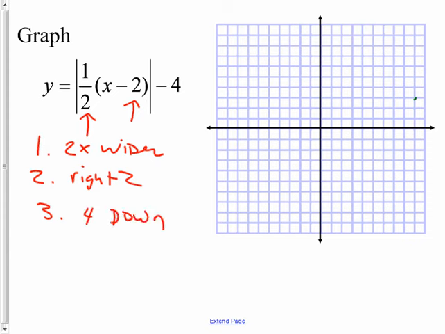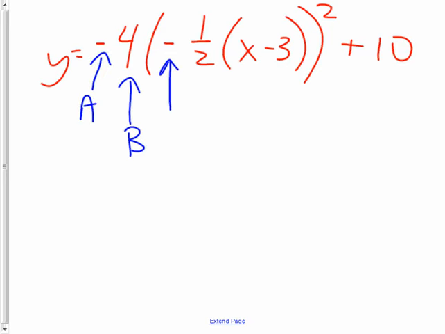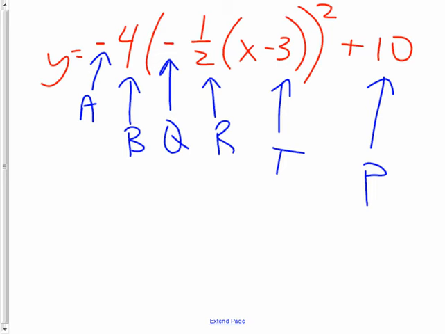All right, good. So now here is a tough one, and I want you to figure this one out and then put it into your response app for your answer. Okay, I'm going to give this big old, you don't have to write this down, you just have to figure out what to do. -4, parentheses, -1/2, parentheses, x -3, parentheses, squared, plus 10. And I'm going to call this A, this B, this Q, this R, this T, and this P.